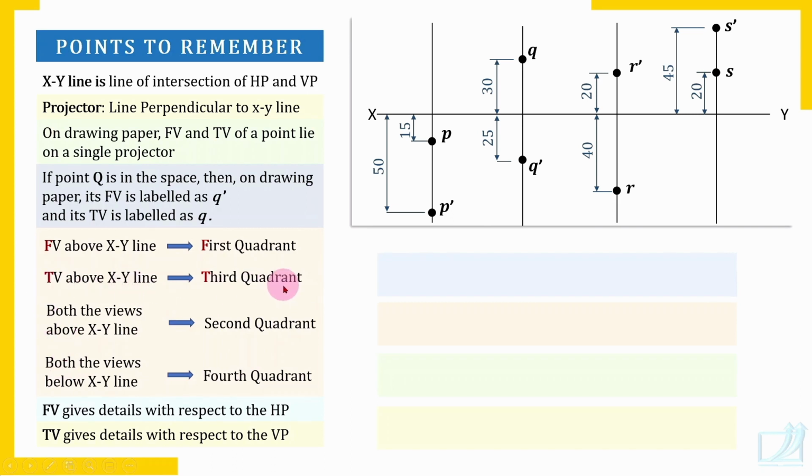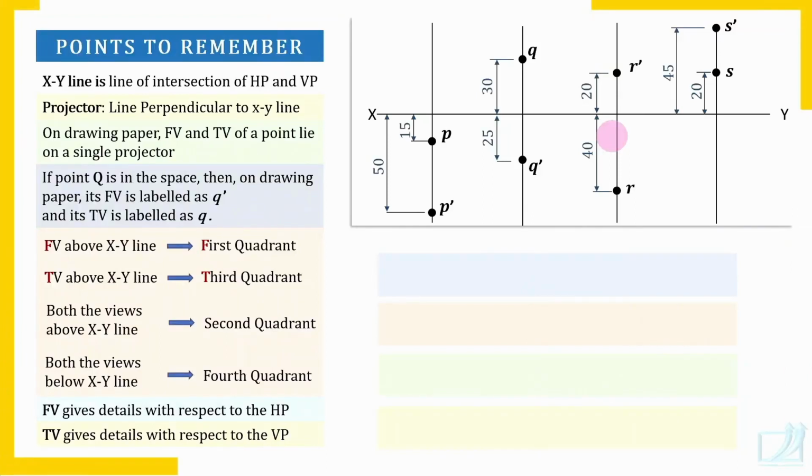But not only that, how will you come to know that this is top view? Because there is no dash here. So front view is labeled as Q dash if point is Q. Top view is labeled as Q. So here Q is top view because there is no dash here and there is dash here, it's front view. So top view above XY line, so it is in third quadrant. Front view above XY line, it is in first quadrant, and both views above XY line, so it is in second quadrant. Point S is in second quadrant.